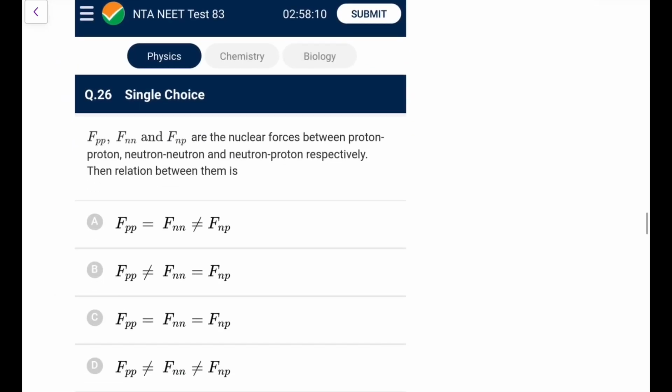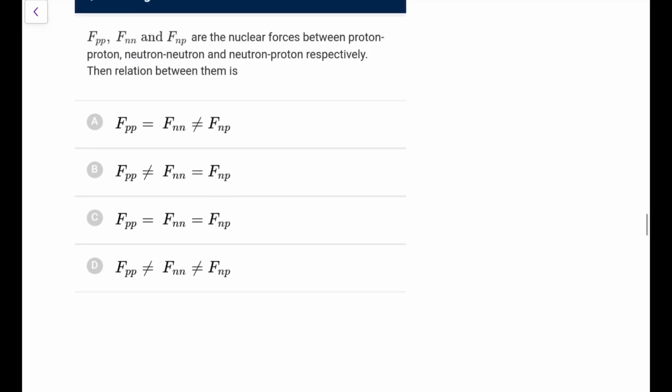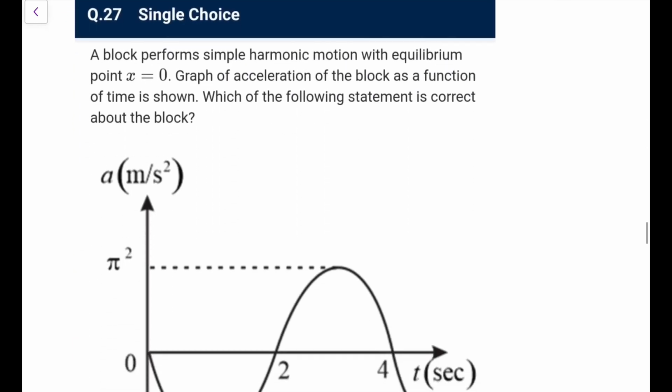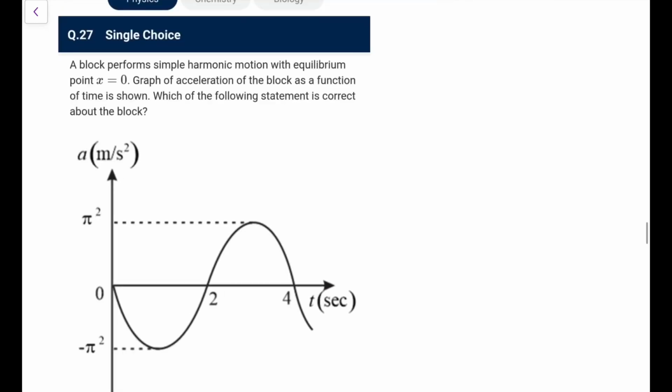Next, FPP, FNN and FNP are the nuclear forces between the respective pairs, assuming the same distance. So if they are at the same distance, the force will be the same. The nuclear force is independent of the charge, you know, and if it had been the net force, the answer would have been different, because then the Coulombic force will also appear between protons. But here I'll go for option C, because it's only nuclear force, it would be the same at the same distance. That should be written in the question.